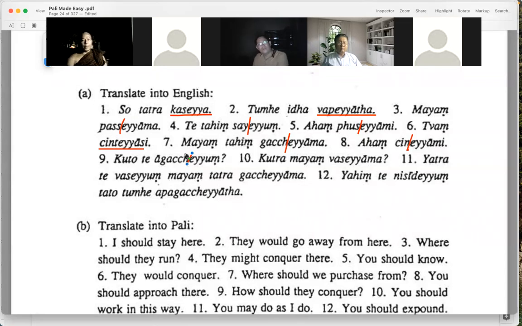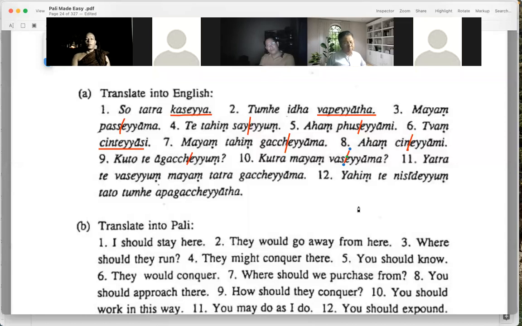So the same way, number 10. Kudara maya wasiyama. Okay. So kudara maya wasiyama. Past person plural. We would or we should. So what's that mean? Dwell or live, stay. We should stay. So kudara means where. Where should we stay? Question. Where should we stay?